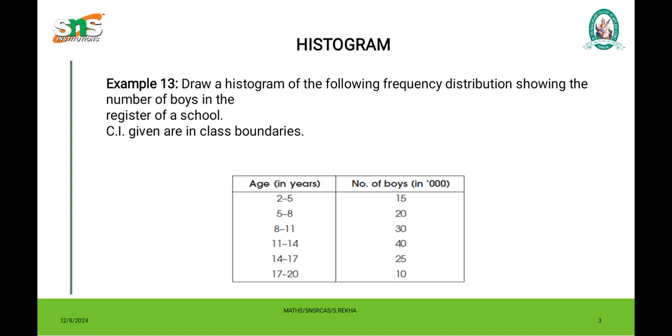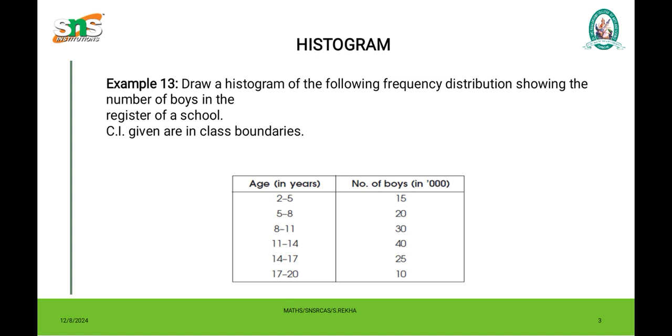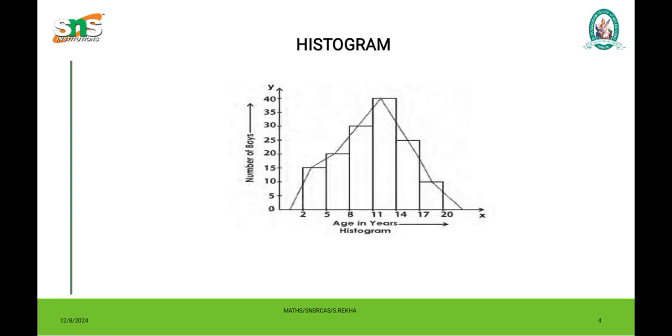For a histogram, you have to remember it is applied only for class intervals and the relevant class frequency. First of all, we have to draw the axes: age in years on the x-axis and number of boys on the y-axis. On the x-axis you mark 2, 5, 8, 11, 14, 17 as given in the data, and on the y-axis you can mention the scale based on the range, either 5, 10, 15, 20, or else 10, 20, like that.